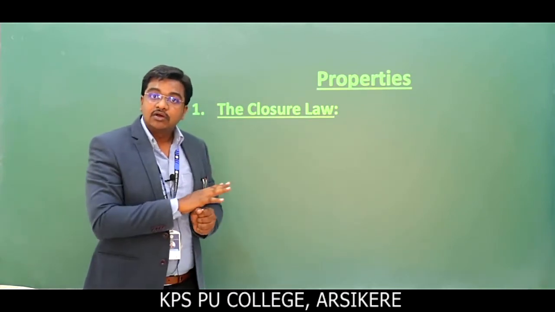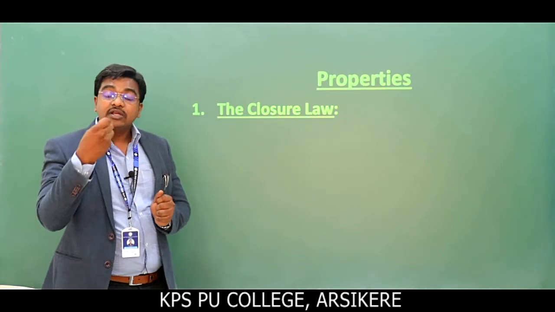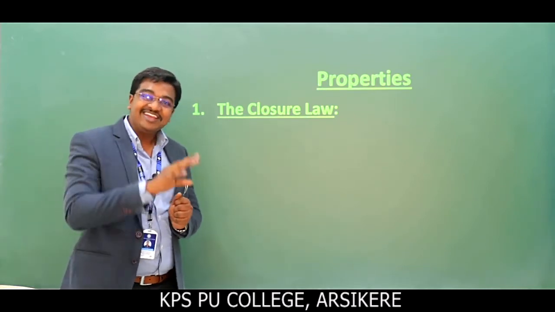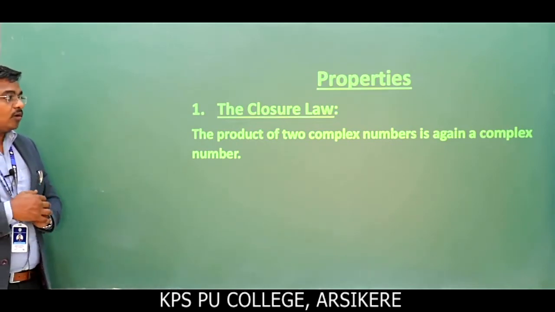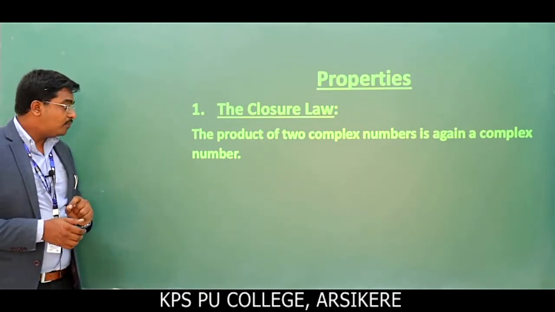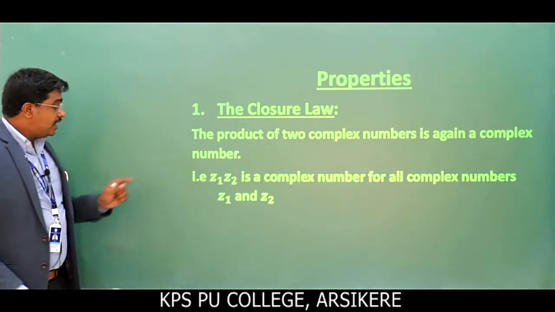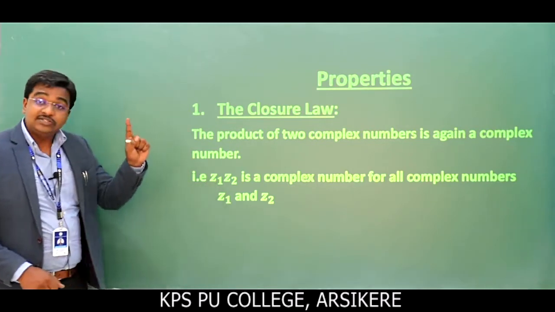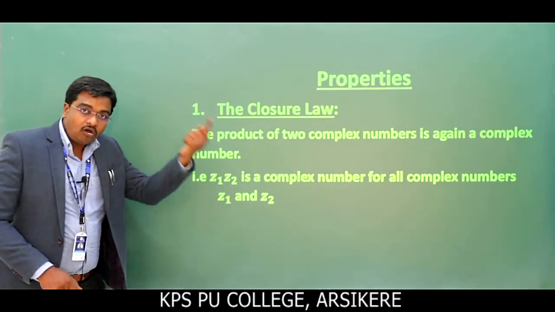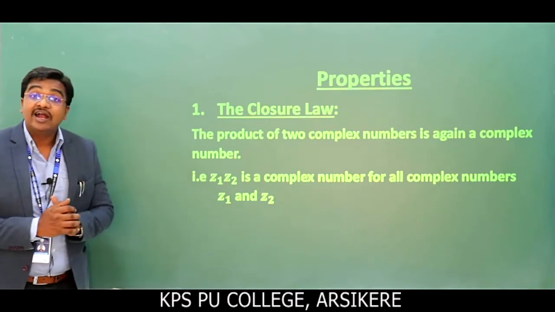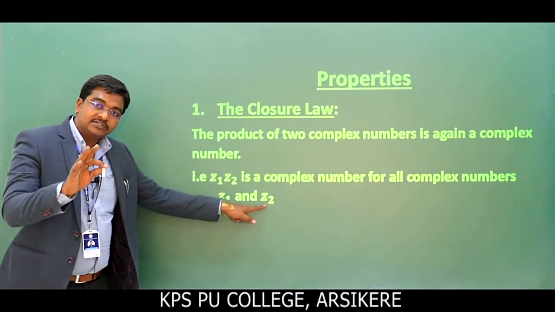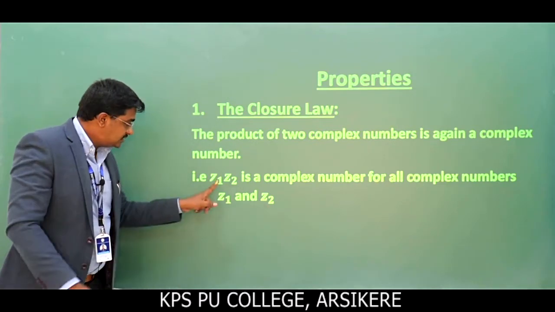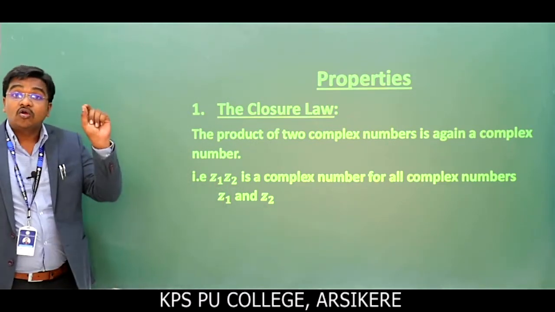again becomes a complex number. Here also the product of any two complex numbers is again a complex number. Very good, this is the case. The product of two complex numbers is again a complex number, that is z1 into z2 is a complex number for all complex numbers z1 and z2. So z1 and z2 are two complex numbers, obviously their product z1 into z2 becomes a complex number.